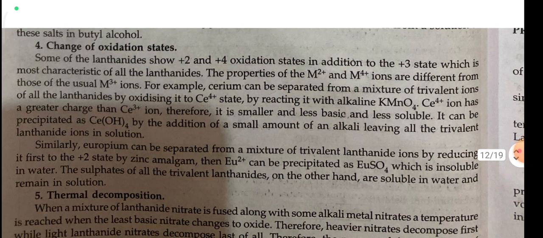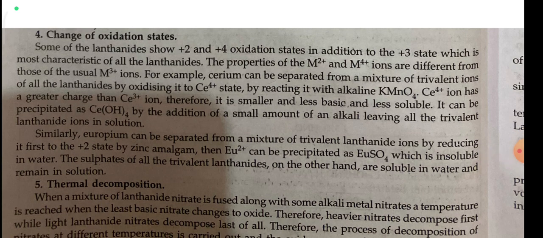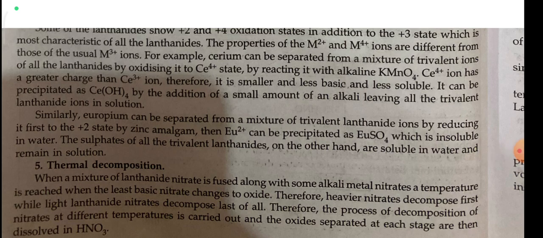Change of the oxidation state. Some of the lanthanides show +2 and +4 oxidation states in addition to +3, which is the most characteristic of the lanthanides. The properties of the M2+ and M4+ ions are different from those of the usual M3+ ion.